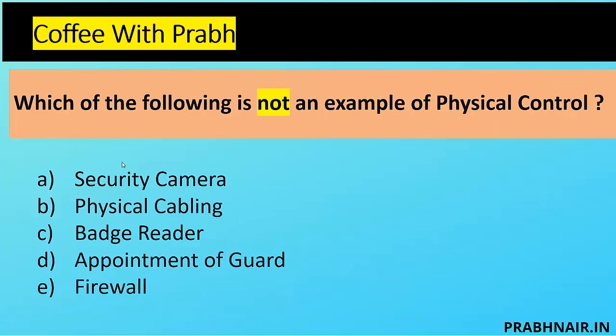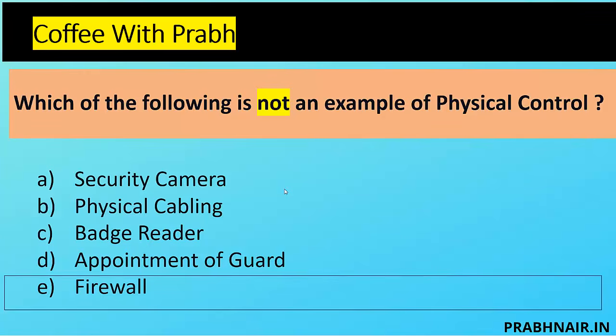Which of the following is not an example of physical control? Security camera is an example of physical control. Physical cabling is an example of physical control. Badge reader, we already discussed, is an example of physical control. Appointment of a guard is an example of physical control. What is not an example of physical control is a firewall, because in that we're creating rules and logic by which we prevent unauthorized traffic, and that is more technical in nature. That's why the answer is E for elephant. Let's move to the next question.